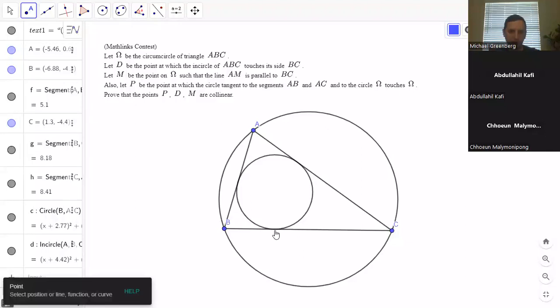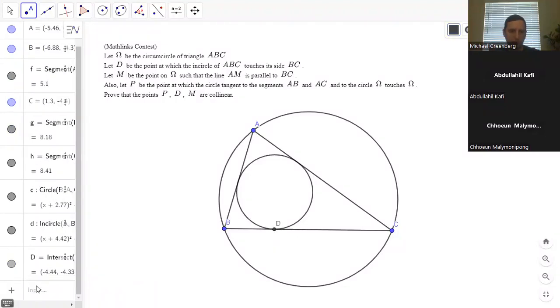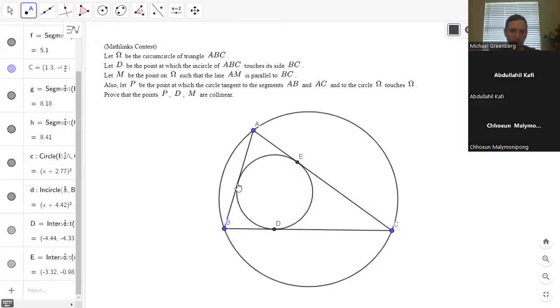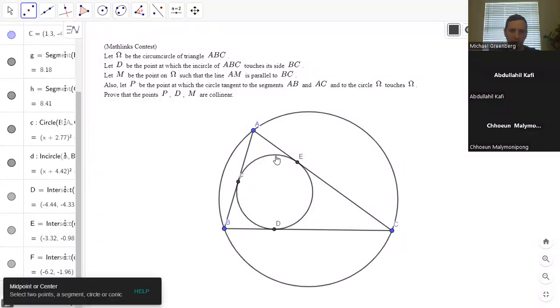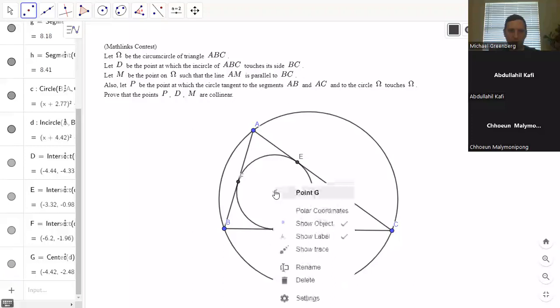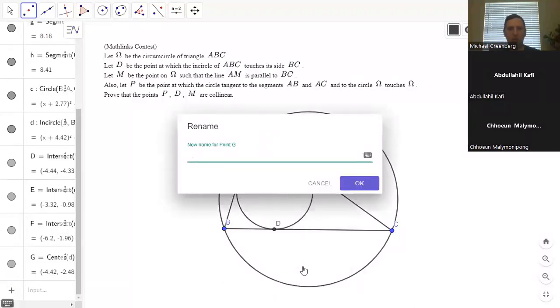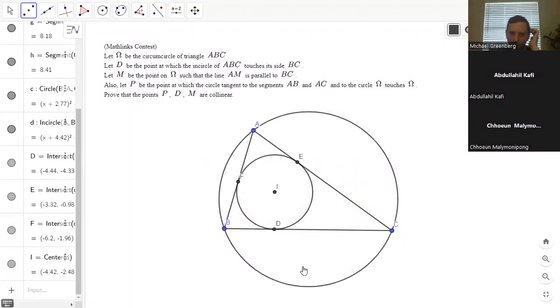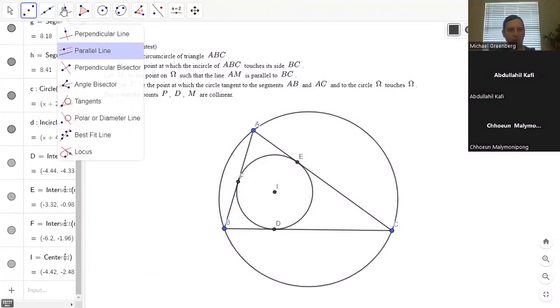Okay, so D is this point. I'll label the incenter. Why not label D, E, and F? And the center of this will be I. M is the point such that AM is parallel to BC. Okay.